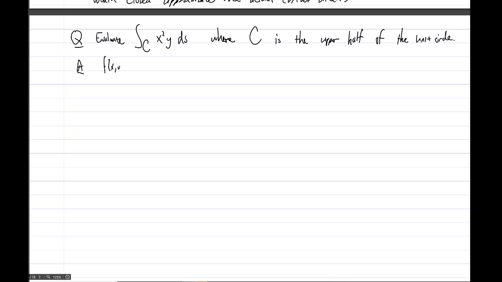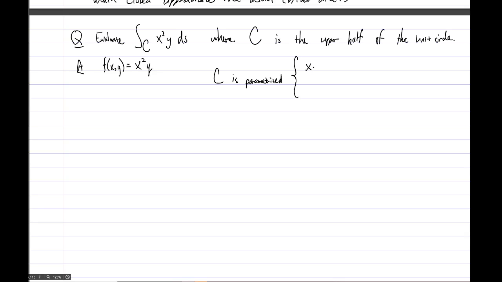You don't need to write a thing like this in the future, but let's just get all the pieces and match the notation to the generic story from above. F of x comma y is, in this case, the function x squared y. Now c has been described in words here, but we need to parameterize it. So c is parameterized in the following way.